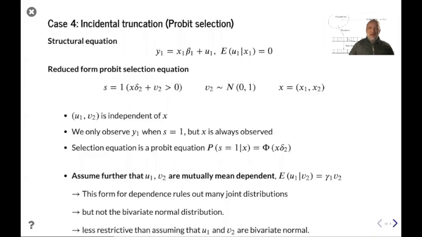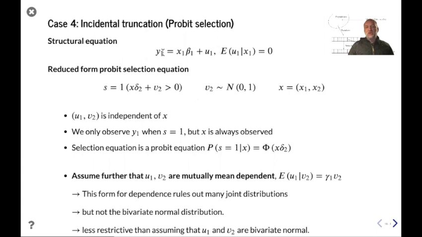Hi, and welcome back to Econometrics B in our second lecture on sample selection and regression models. So now we're looking at the case where we have incidental truncation, but where the selection equation is a probit equation, okay? So that's this one here.